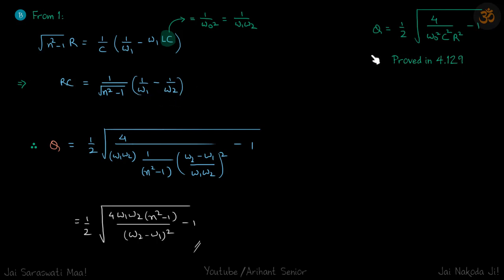Now quality factor is this in terms of omega naught, C and R. And here we have a term of RC, so that's why we are using this equation. We have proven this in 4.129. So we put that value of RC here, and omega naught square we can put as omega 1 omega 2. We do that and we simplify, and this will be our answer.